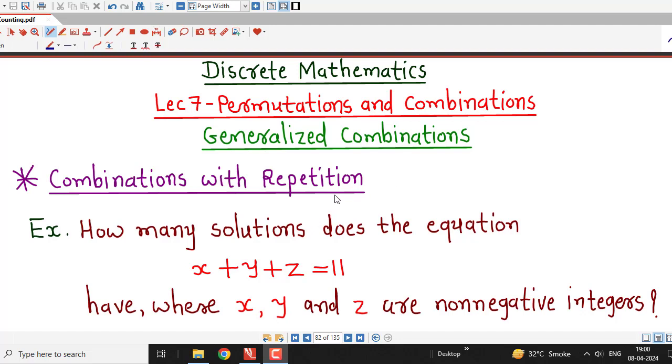Hello friends, I welcome you in lecture number 7 on permutations and combinations. In this lecture we are going to discuss one example on combinations with repetition.